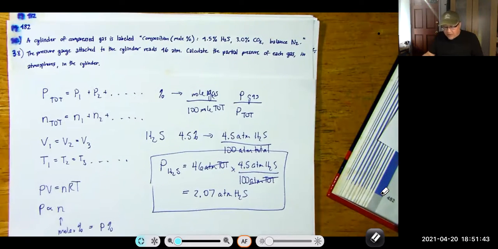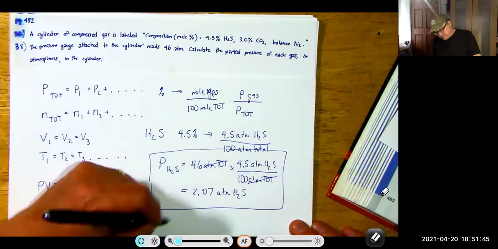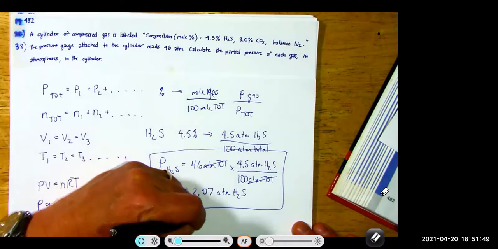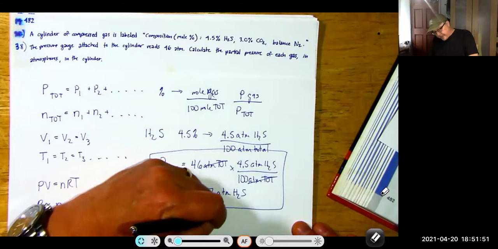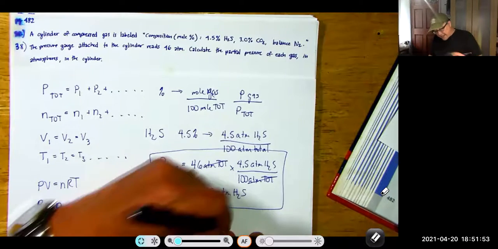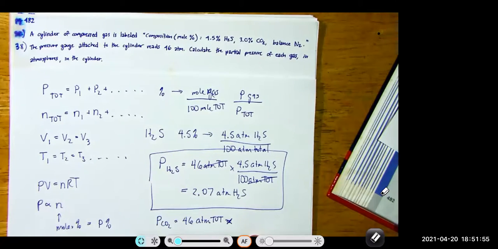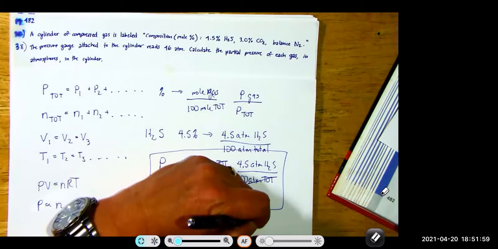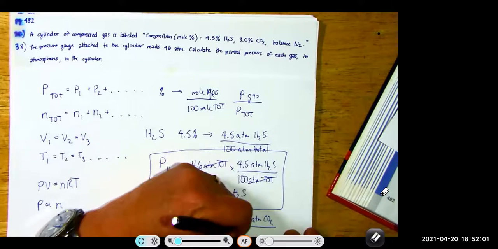Okay, so that's how you do that for H2S. So what would it look like for CO2? 46 times 3/100. Right, it would, but you want to put units and labels in so that you can see what cancels. So you'd say 3.0 atmospheres CO2 over 100 atmospheres total.